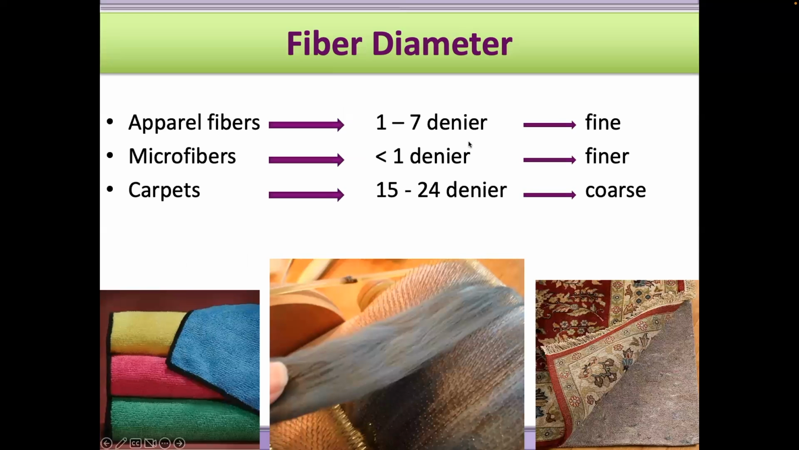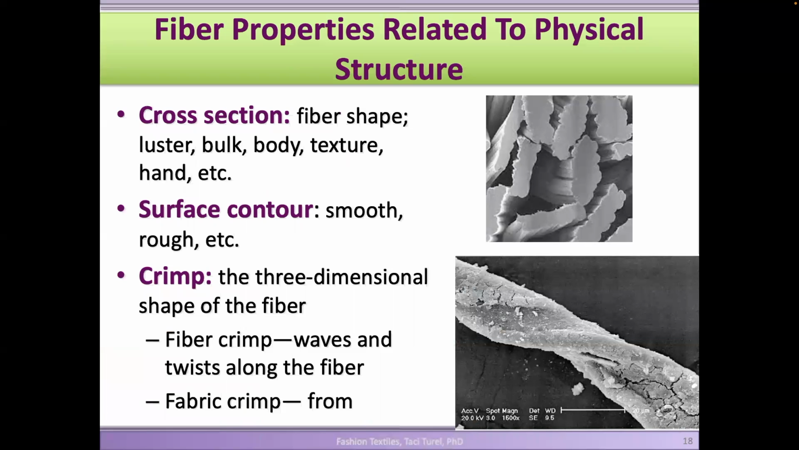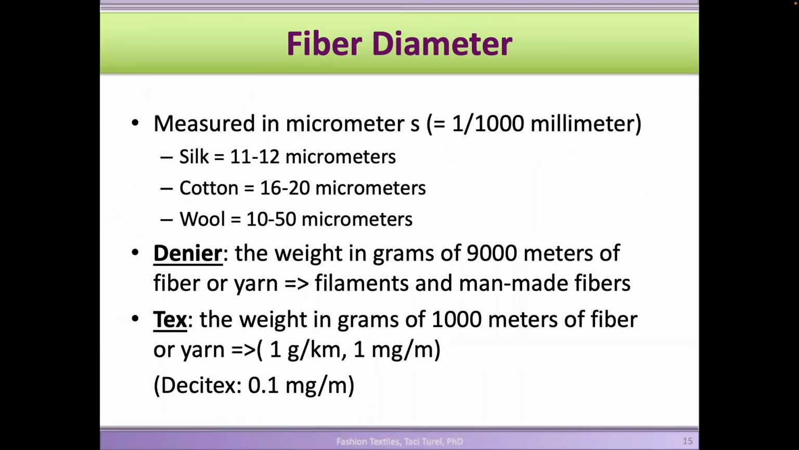Now, apparel fibers are generally 1 to 7 denier, and they are fine. We use microfibers. Those are usually less than 1 denier. They are the super fine fibers that we see on upholstery. When you touch them, it's super soft. And then carpets are, of course, much coarser. So they use 15 to 24 denier in yarn diameter. Now, again, fiber and yarn is different. So micrometer is probably more suitable to measure.